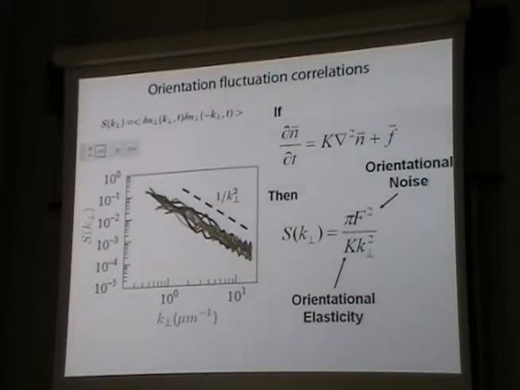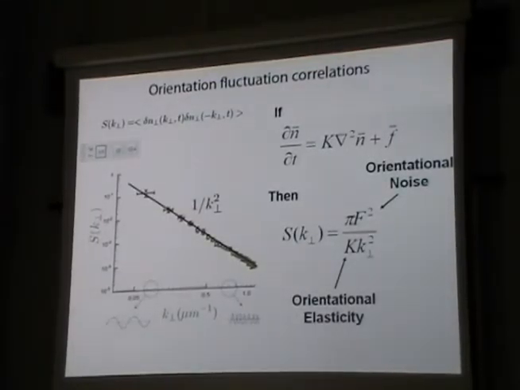And so if you really believe this theory, then what you could do is say, all right, your theory predicts this 1 over k squared, but then the amplitude has to do with the ratio of these two parameters. So by fitting your data to this line, you could essentially measure the ratio of those two parameters, if you believe your theory. Right? For example, here is actual data, averaged for different spindles, fit to this 1 over k squared. And you see a good agreement. Alright.